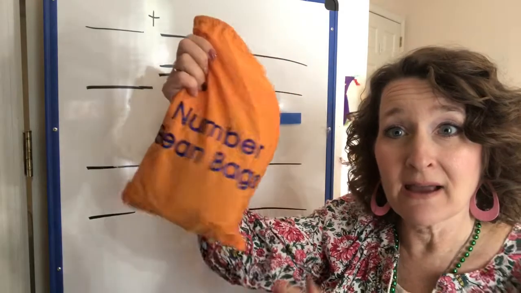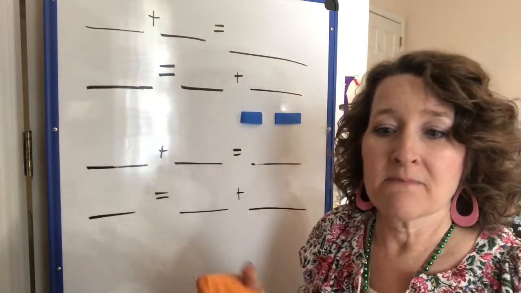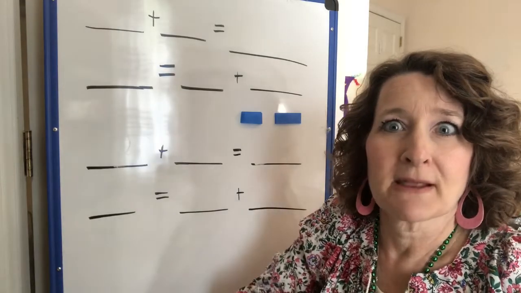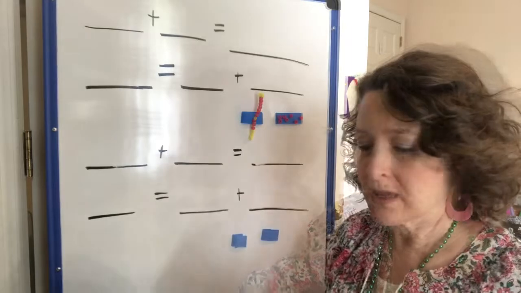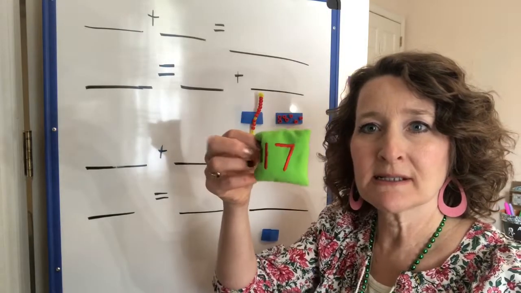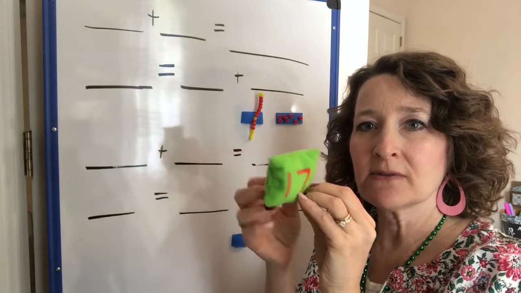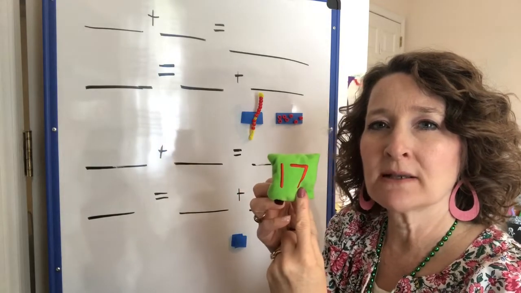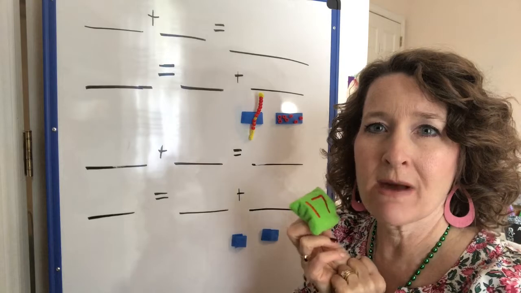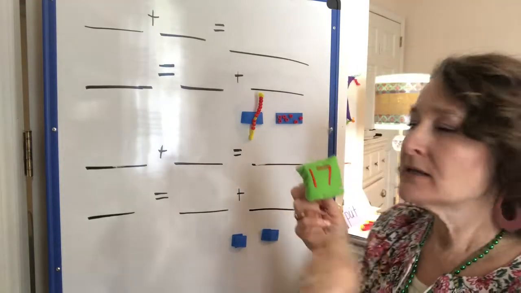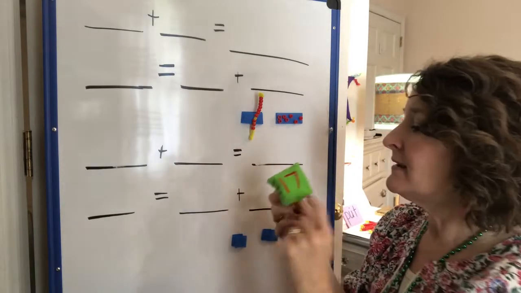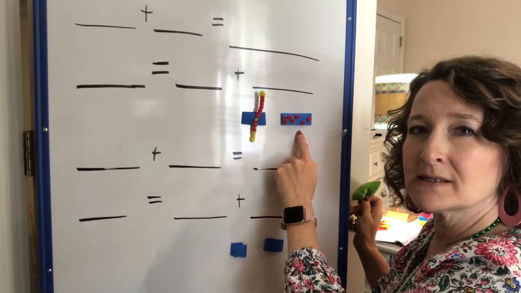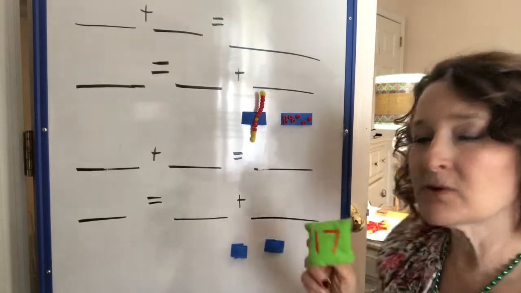I've got a bag of numbers today, and I'm going to pull out a number first. Let's see what I get. So I pulled out the number 17. And when I look at the number 17, I can see that it has 1 ten and 7 ones. So I'm going to use my 10 rod and my beads to build the number 17. So I use 1 ten and then I use 7 extra ones. So I have my 7 beads here to make the number 17.